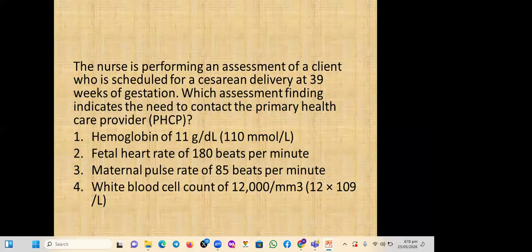The nurse is performing an assessment on a client scheduled for cesarean section at 39 weeks gestation. Which findings indicate to the nurse to contact the primary healthcare provider? Hemoglobin level of 11, fetal heart rate of 180 beats per minute, maternal pulse of 85, and WBC of 12,000. This is also simple, right?